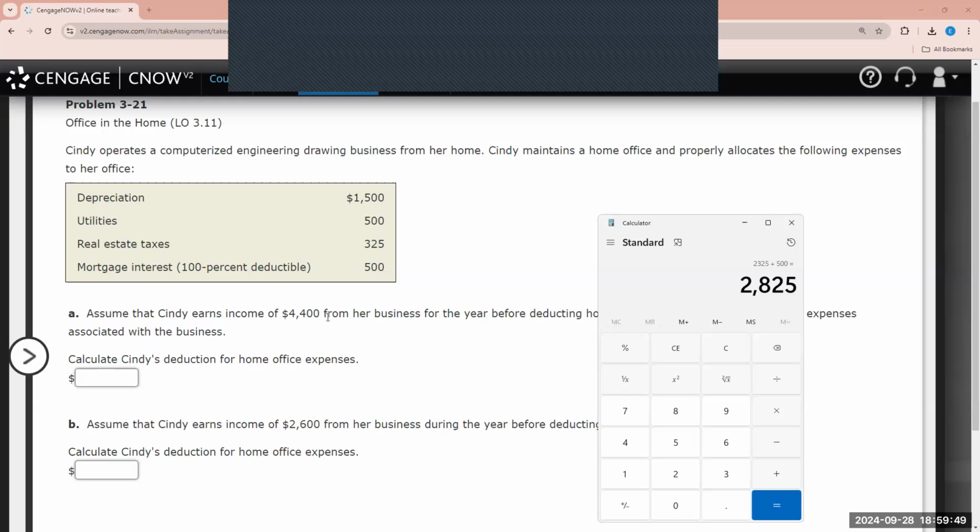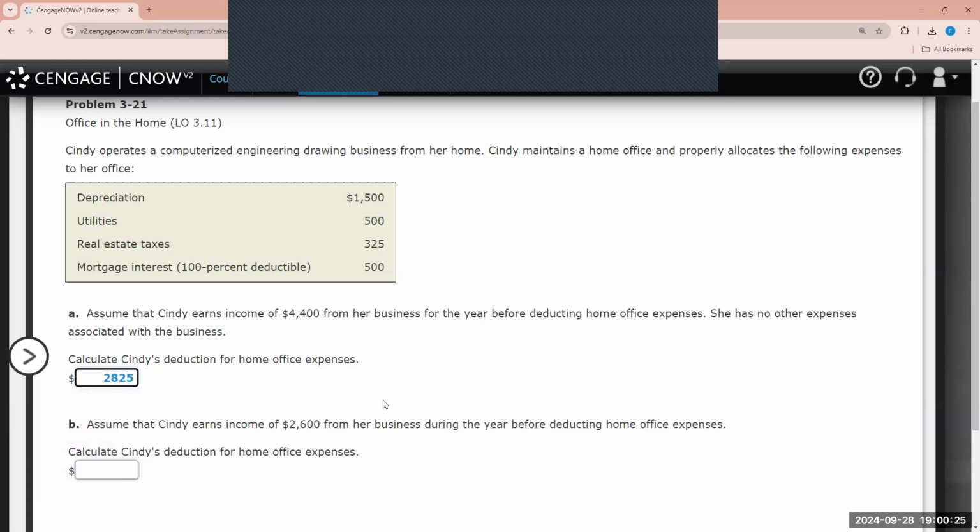So with the limitations mentioned, the home office deduction cannot reduce net income from the business below zero, except for home mortgage interest and property taxes applicable to the office, which are generally tax deductible as an itemized deduction anyway. But anything else, with the exception of those two, cannot reduce the net income from the business below zero. So her home office expenses are $2,825. The tentative net profit is $4,400. So therefore, Cindy can claim the full home office deduction.